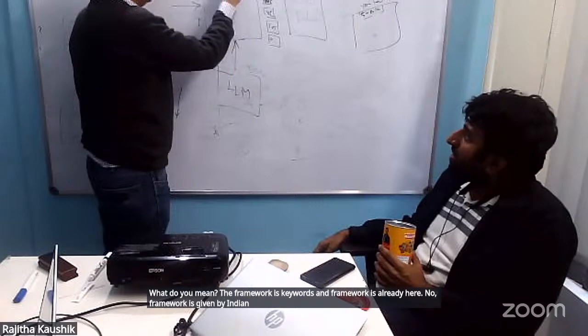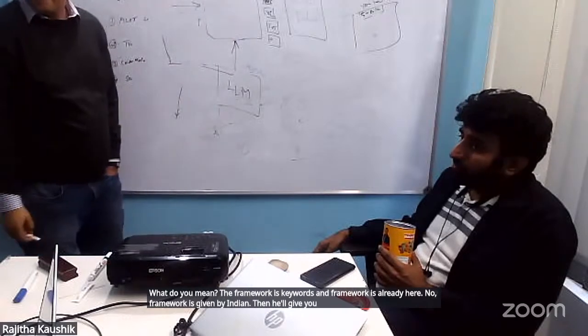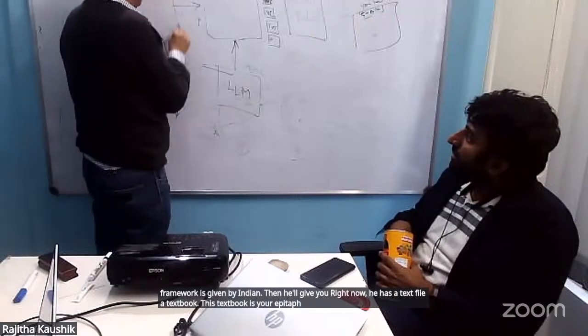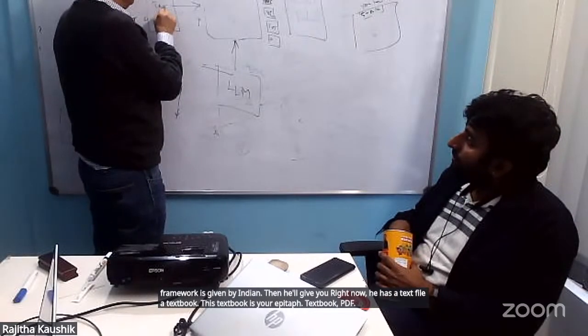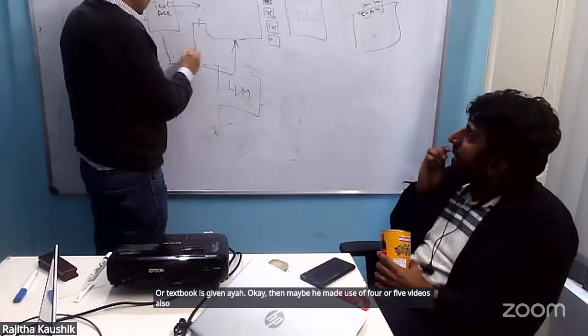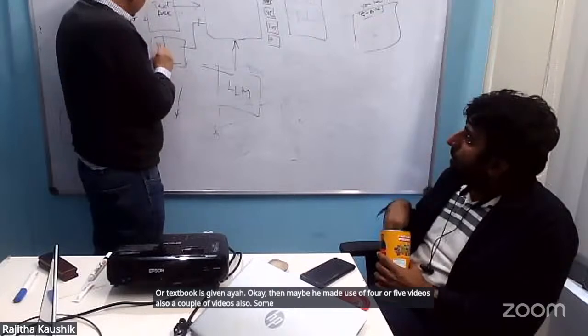Then he will give, right now he has a text file, a textbook. This textbook is given in PDF form. Okay, then maybe he may give some four or five videos also, a couple of input videos. Yeah, that's all he gives.